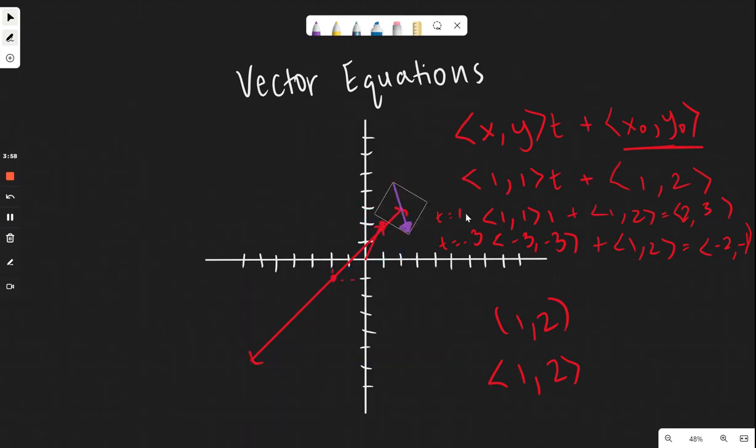Let me show that. If t were negative, it would still start at the same point, right here, except now the point is changing in this direction. So it could be any of these points on this line, but it just depends on what t is. It can't be off the line, it still has to be on that line, because the vector's direction is (1, 1). But it can be any point on the line, and it just depends on what t is.